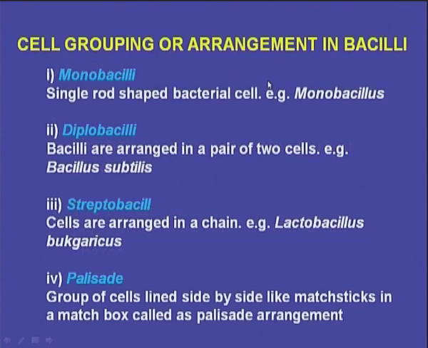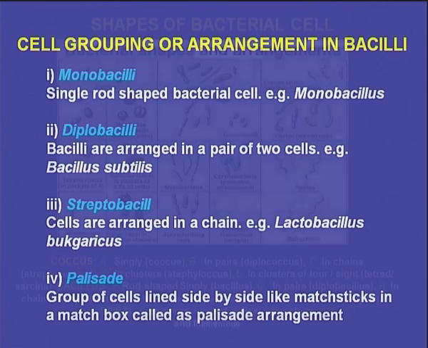This is the cell grouping or arrangement in bacilli. In bacilli there are monobacilli, which are single rod shaped bacterial cells, for example monobacillus. Then diplobacilli, where bacilli are arranged in a pair of two cells, for example Bacillus subtilis. Streptobacilli, where cells are arranged in a chain, for example Lactobacillus bucarius. And then palisade, a group of cells lined side by side like matchsticks in a matchbox, called a palisade arrangement.